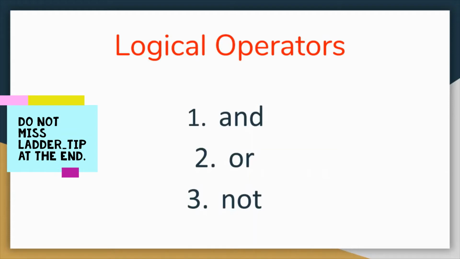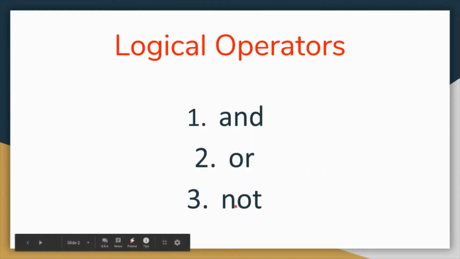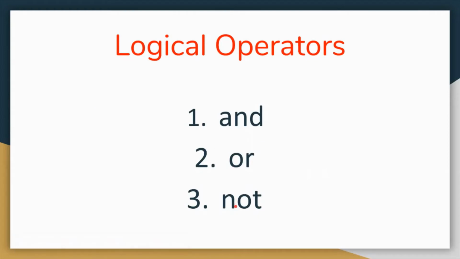Today we'll see what logical operators in Python are. There are three logical operators, that is and, or, and not. Their meanings are the same as their meaning in English. So let's see them one by one.